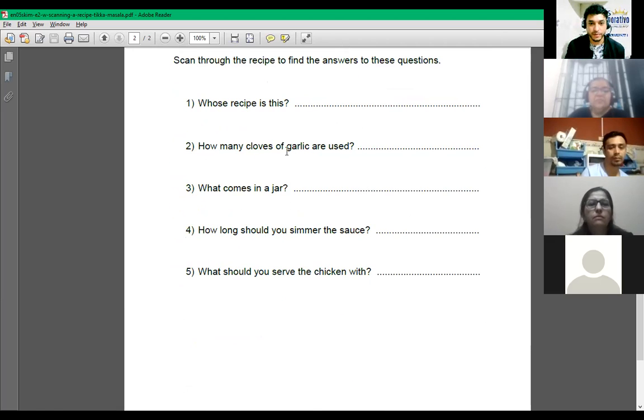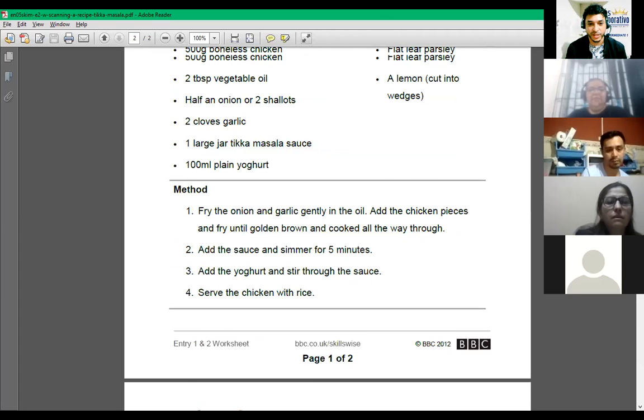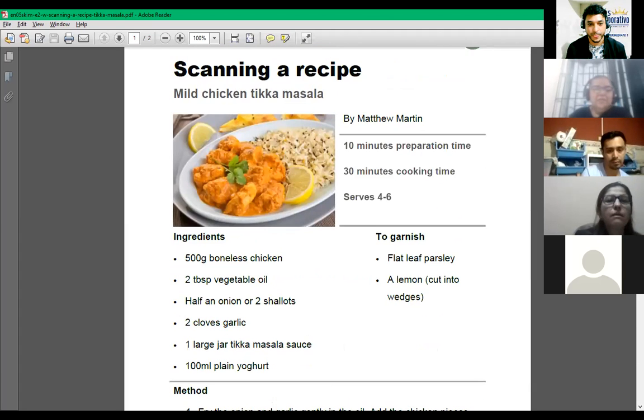How many cloves of garlic are used? Two. Look for the information. Two cloves. And find that. How many cloves do we need? Two cloves. We find that in the ingredients. Two cloves.